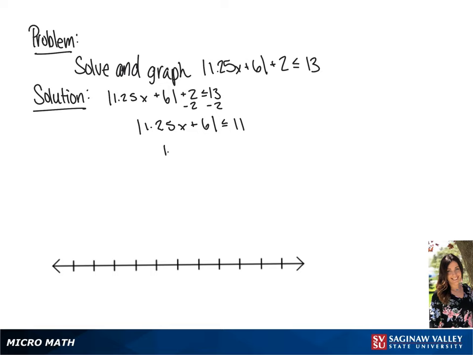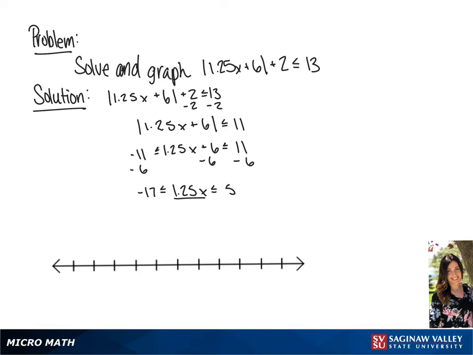This is going to give us two inequalities: 1.25x plus 6 is less than or equal to 11, and 1.25x plus 6 is greater than or equal to negative 11. Now we're going to subtract 6 from each side of the inequality, giving us negative 17 is less than or equal to 1.25x, and 1.25x is less than or equal to 5.